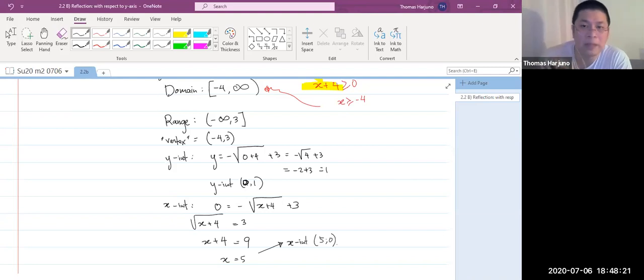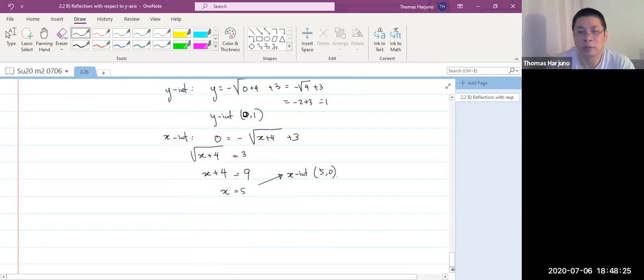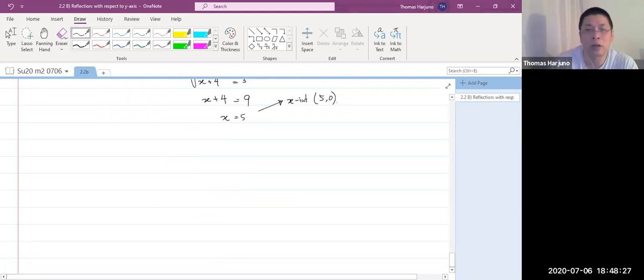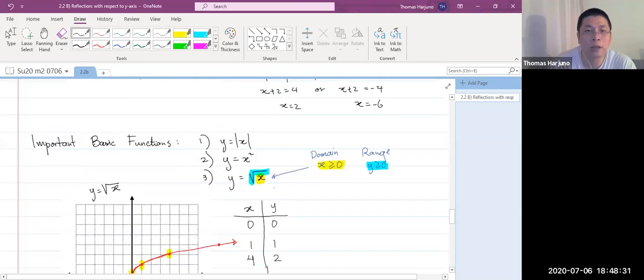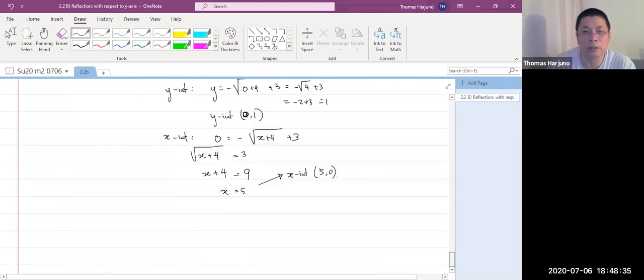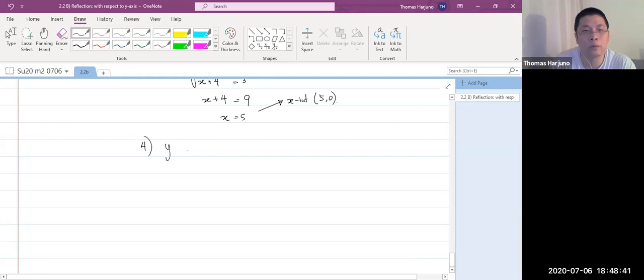Now the fourth basic graph that I need you to memorize. So we have absolute of x, x squared, square root of x. Now the fourth one is y equals 1 over x.